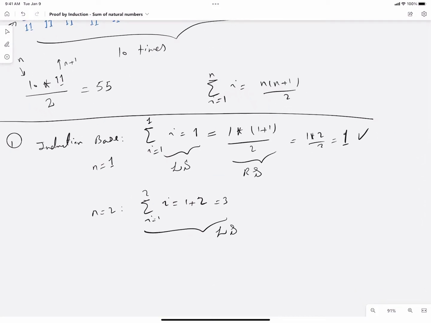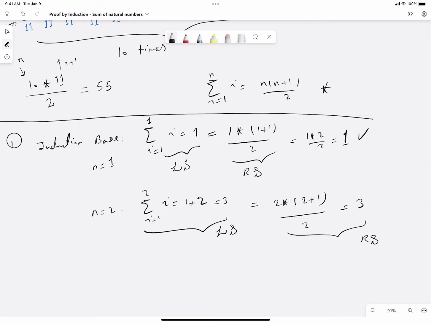And the right side, based on the formula that we have here and are going to prove, should be equal to 2 times, this is 2 plus 1, not 3 plus 1, so n plus 1, divided by 2, which is also equal to 3. So the right side and the left side are equal to each other. That means that it's true.